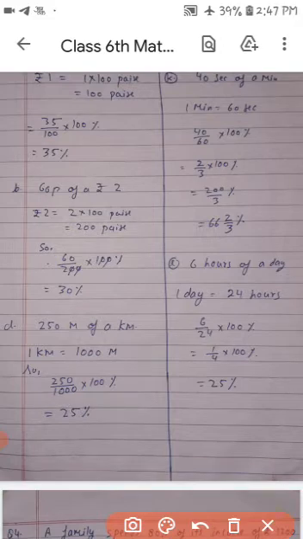250 meters of a kilometer. Now 1 kilometer is equal to 1000 meters. 250 upon 1000 into 100. Now cancel out the zeros. Answer comes to 25%.